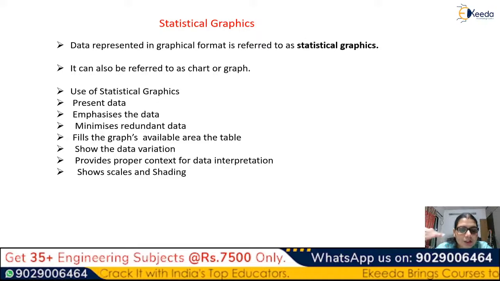Then minimize redundant data. The word redundant, I hope you got from your database. Now you talk about redundancy. The same information keeps on repeating, so it's better that it repeats only once. All the information related to that data that is redundant is removed. Then fill the graphics available area with the data, show data variation, and provide proper context for data representation. Then show scales and shading.